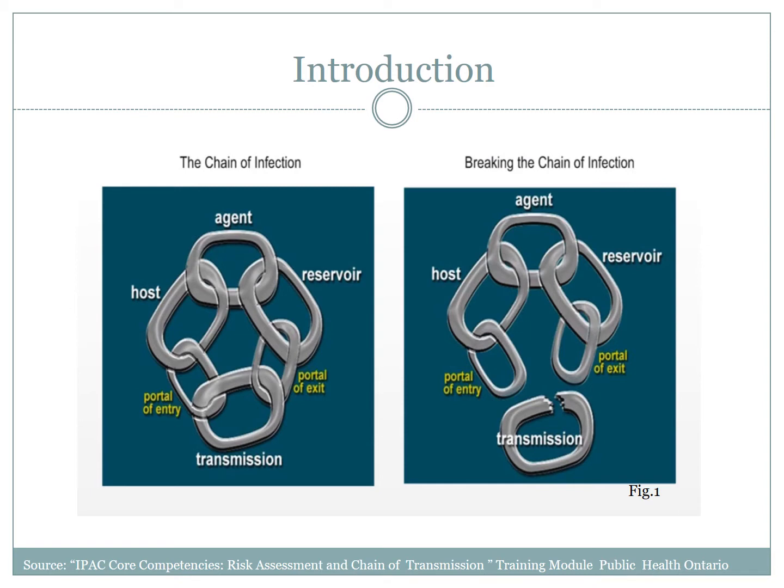To help us understand how infections spread, we need to understand how the chain of transmission works. The model is used to help us understand how infections are spread and how they can be prevented. Each link in the chain represents a part of the process that can lead to an infection. An infection cannot develop unless all 6 of the links in the chain are present and connected. However, the links in the chain can be broken to help prevent the transmission of infections.